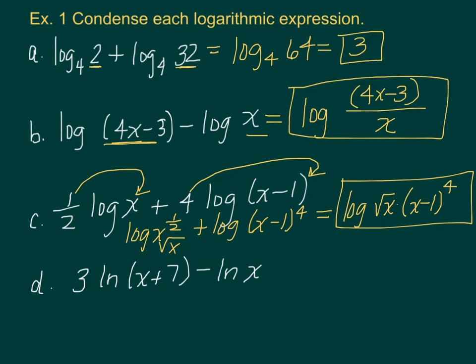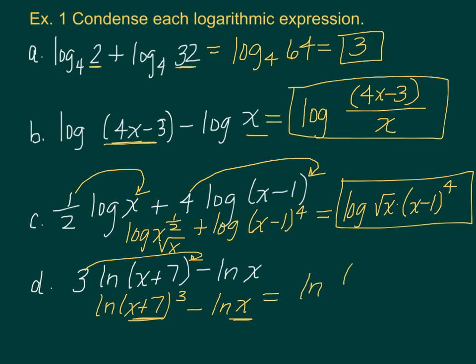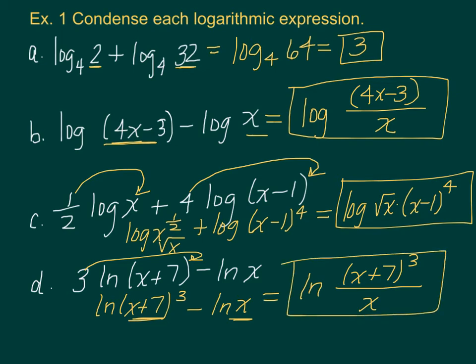And then D, the 3 goes as the power. You always do the powers first. Then I'm going to condense these two terms using division, because that's the quotient property. The top term, or the first term, goes in the numerator, and the second term goes in the denominator.